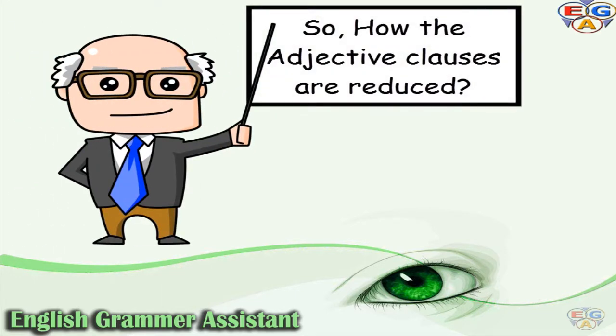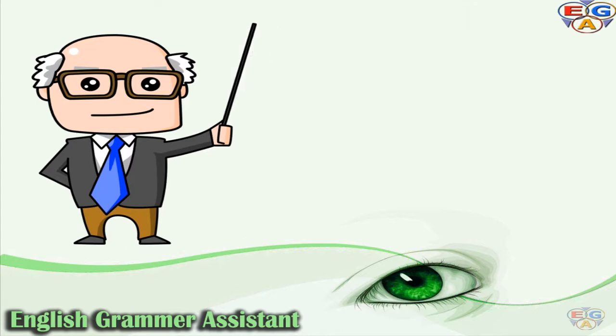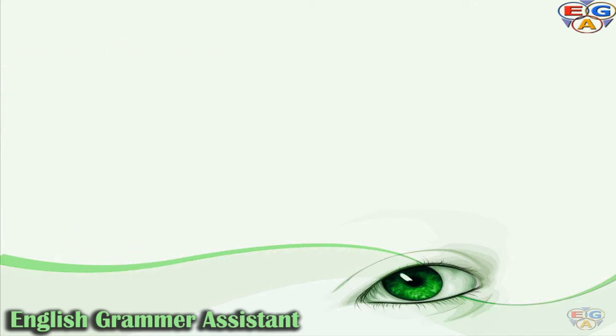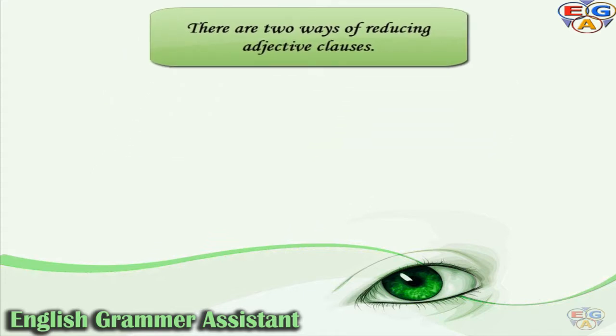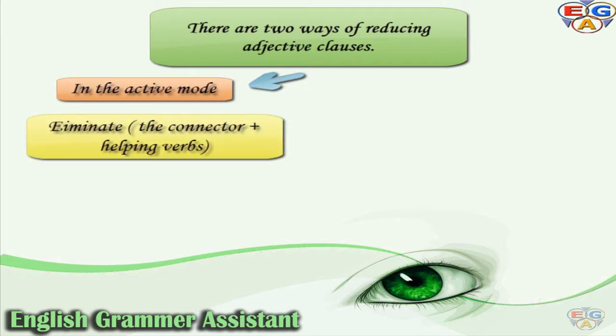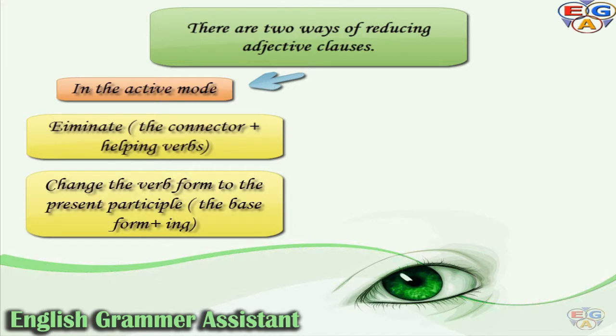So, how are the adjective clauses reduced? There are two ways to reduce adjective clauses. When the adjective clause is in the active mode, we eliminate the connector, which is also the subject of the clause, eliminate helping verbs, and change the verb form to the base form plus ing.